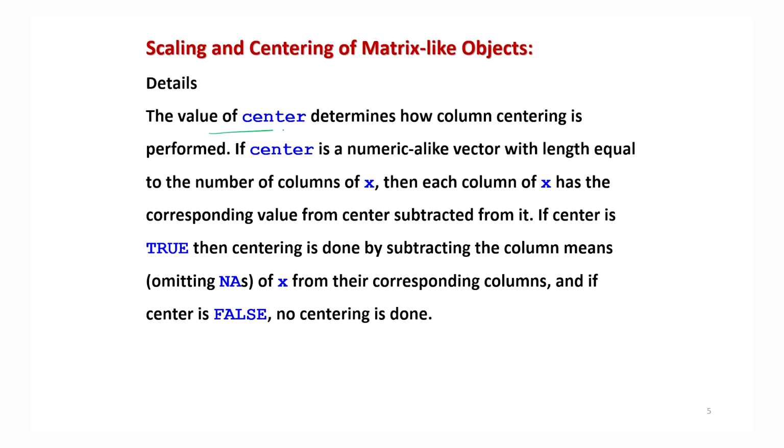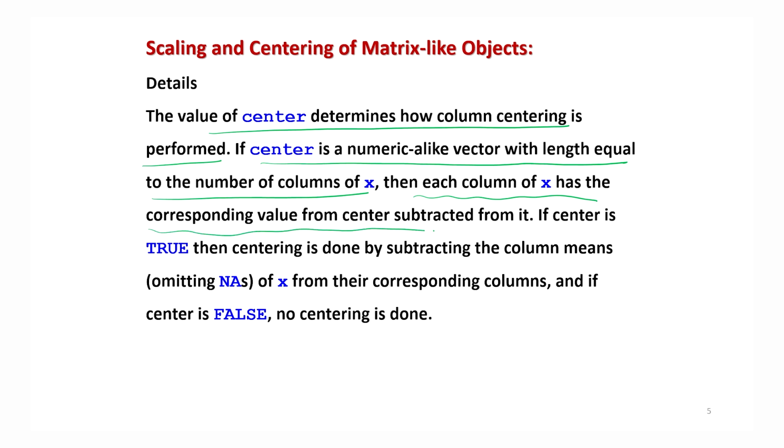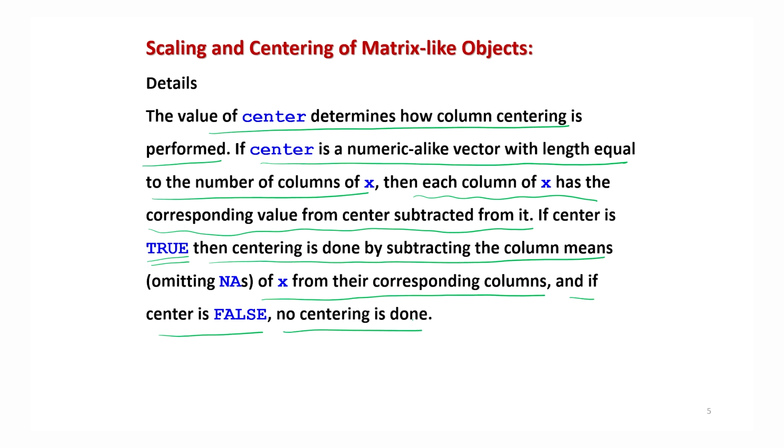So the value of center actually determines how column centering is to be done, right? If center is a numeric vector with length equal to the number of columns of x, then each column of x has the corresponding value from center subtracted from it. And if center is given the value true, then the centering is done by subtracting the column means of x from their corresponding columns. And in case center is false, then no centering is done, right? And here, unavailable observations are omitted.